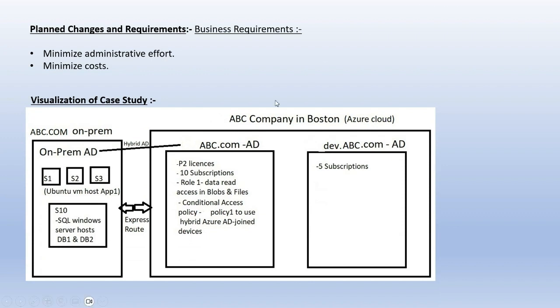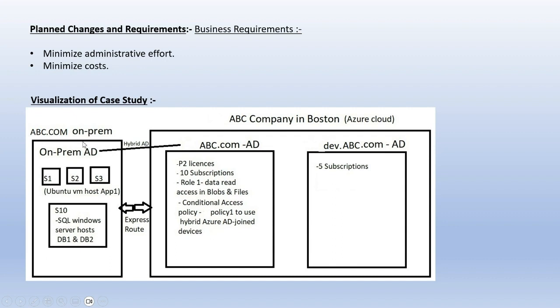We have ABC company in Boston, which has an on-premise as well as an Azure cloud setup. abc.com is one tenant and dev.abc.com is the second tenant. Dev.abc.com has 5 subscriptions, and abc.com has P2 licenses and 10 subscriptions. It has a role 1 which provides read access in blobs and files, and it has conditional access policy 1 to use the hybrid Azure AD joined devices.